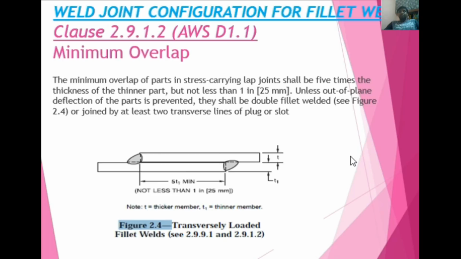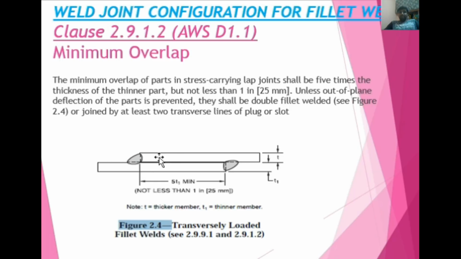Now weld configuration for fillet weld. We have already discussed PJP and CJP. This is for groove weld and this is for fillet weld. If you go to clause 2.9.1.2 of AWS D1.1, minimum overlap, what should we maintain?